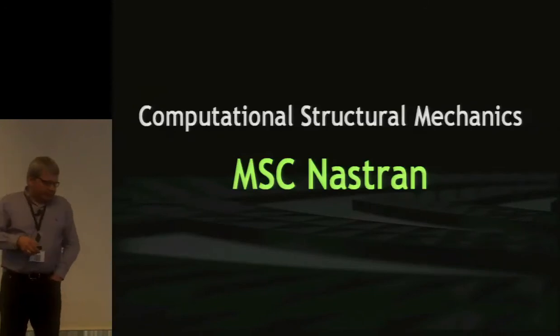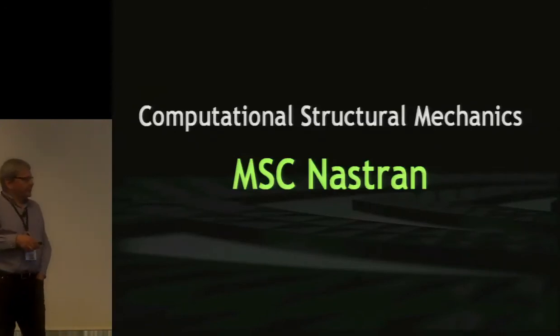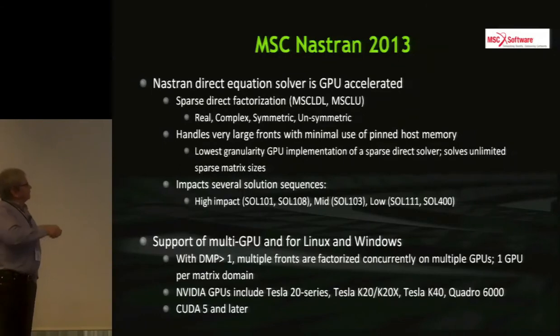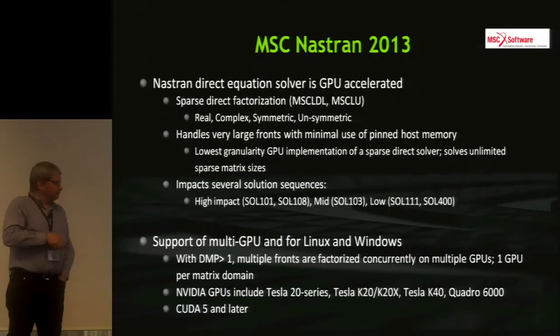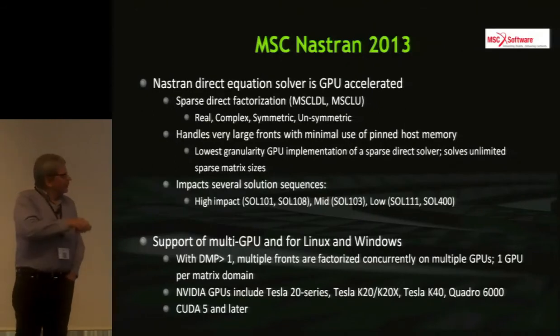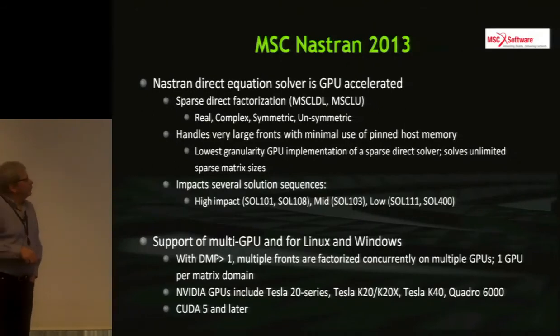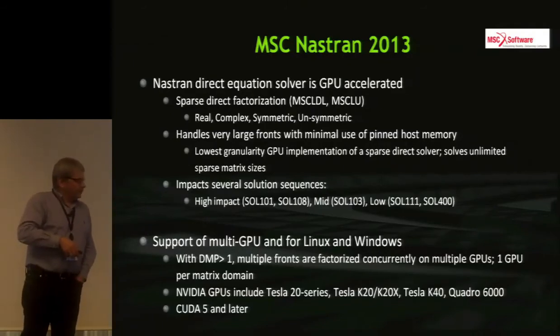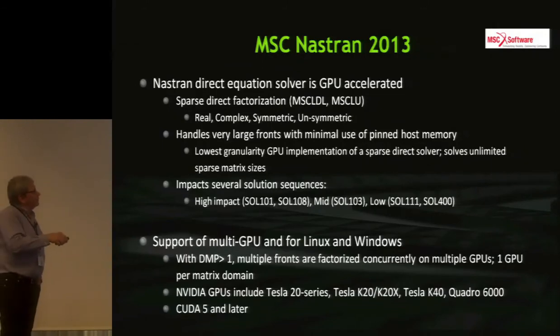Next code in computational structural mechanics is MSC Nastran. The direct equation solver is GPU accelerated, but not all of the so-called solutions in Nastran profit from GPU. Very high impact have solution 101 and solution 108. Medium impact has solution 103, and at the moment only a small impact has solution 111 and solution 400.